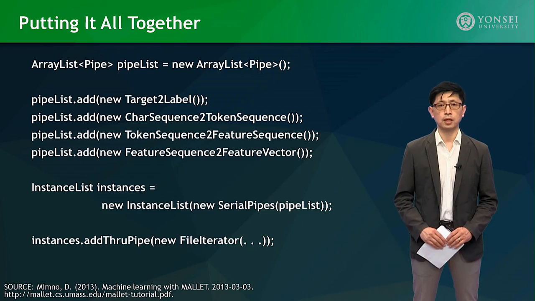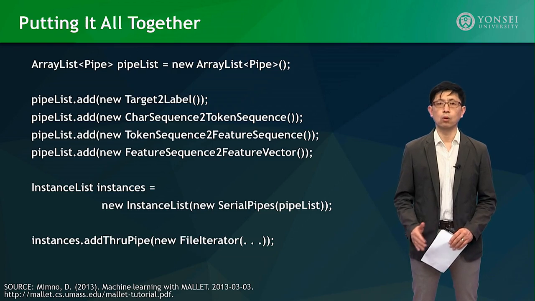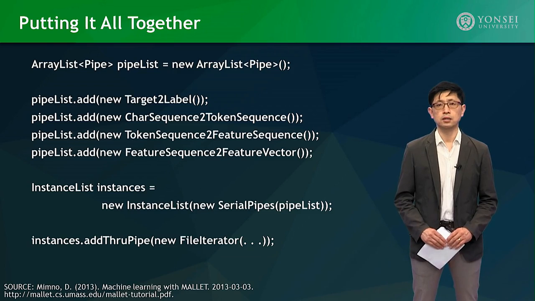The list of pipes is kept in a list container, and it is used as an argument to be passed to the constructor of the instance list object of Mallet. Data importing or preprocessing is achieved by using a series of pipes. Pipes take an input instance list and modify the data field based on the series of pipes specified.